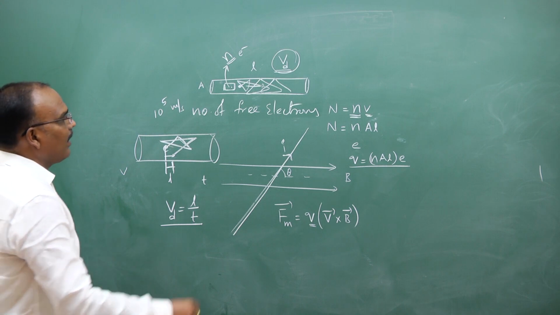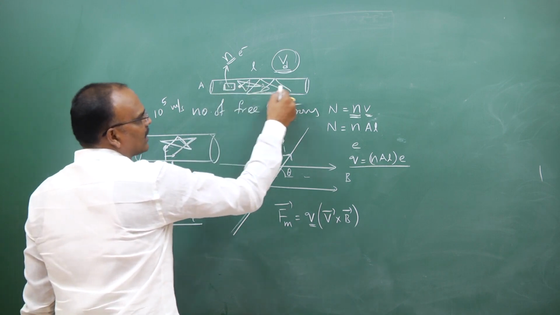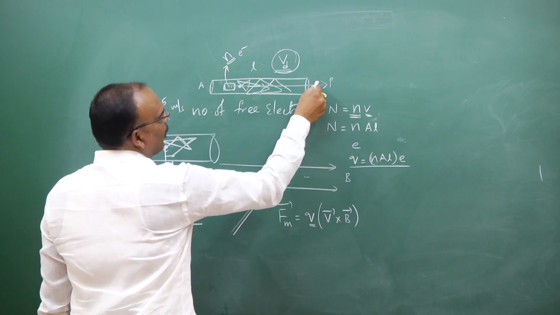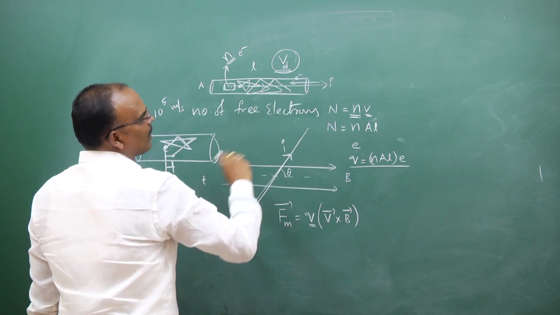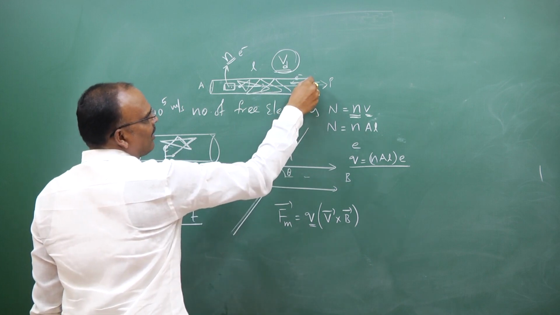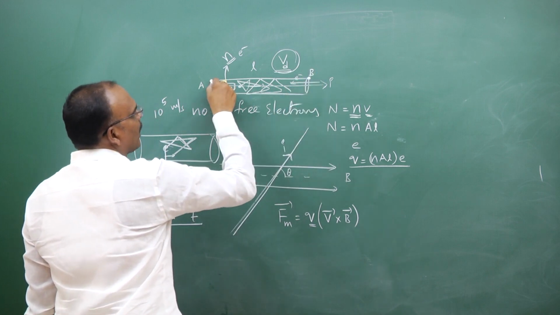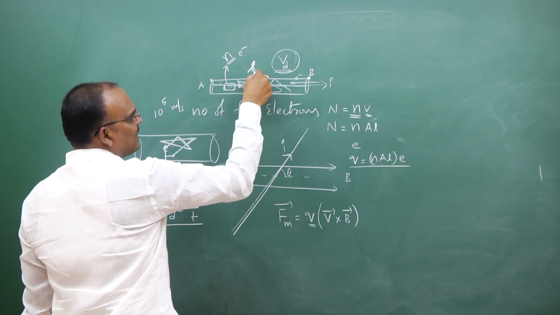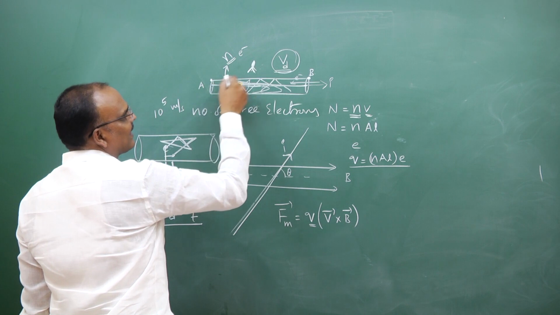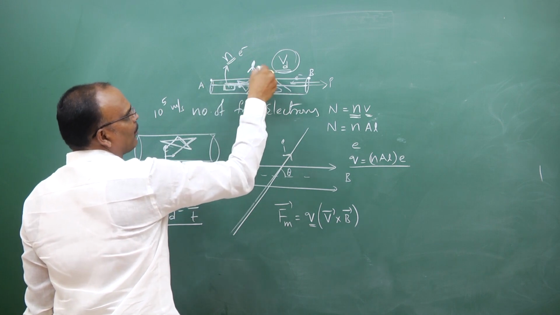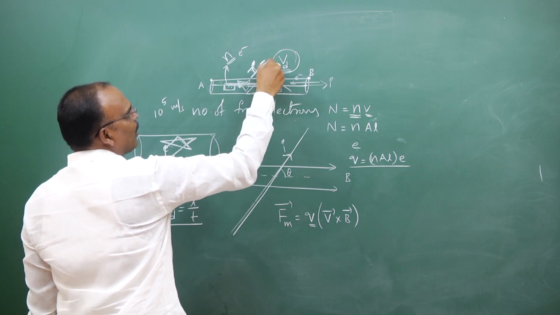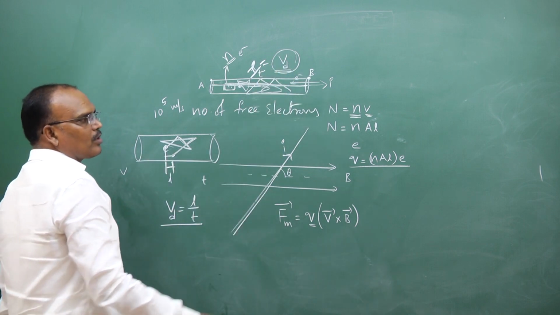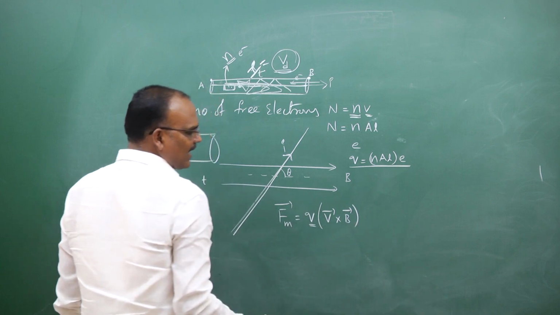Current flowing in this direction means electrons are flowing in the opposite direction. It takes some time to travel from end B to end A. This is the distance L. To travel this distance, electrons take a certain time. That distance divided by time gives you drift velocity. So that's why this is the total charge present.